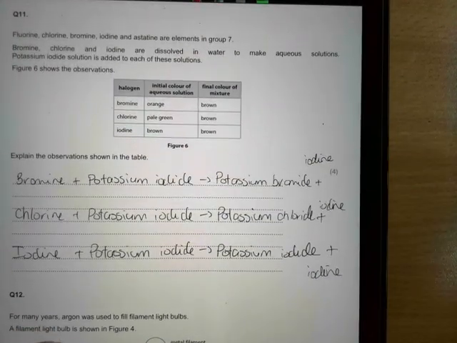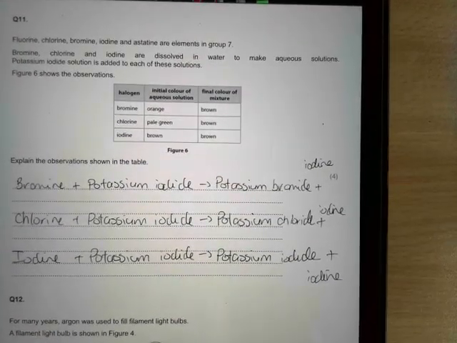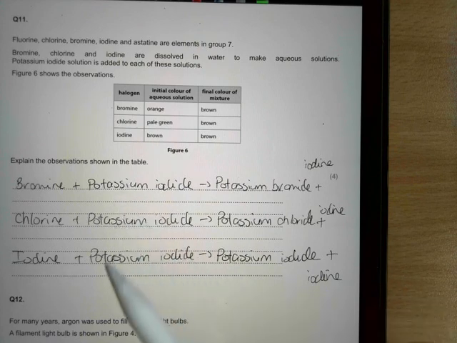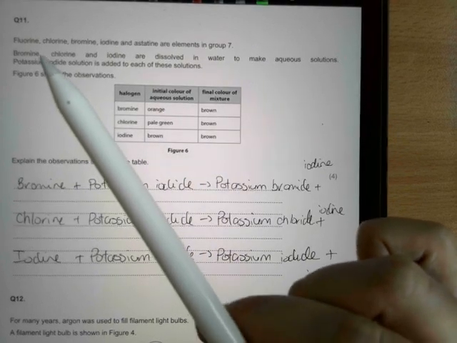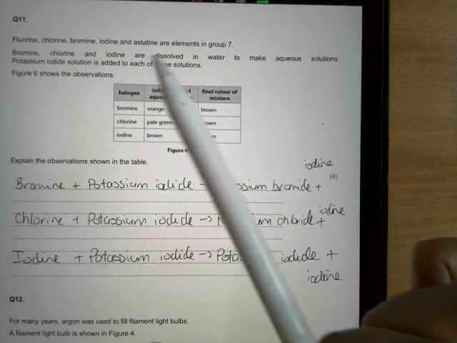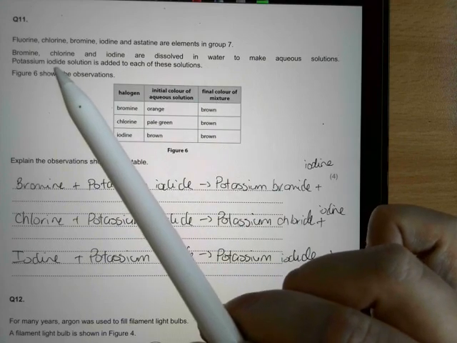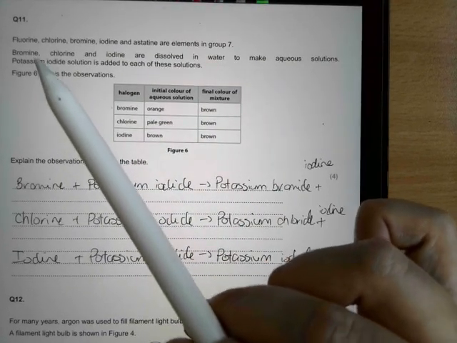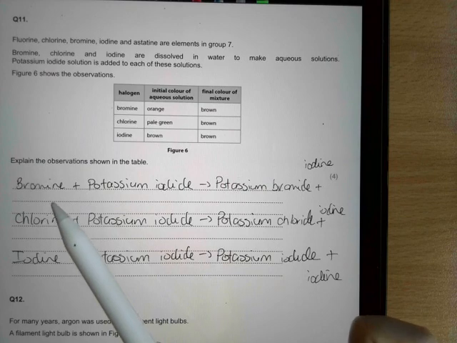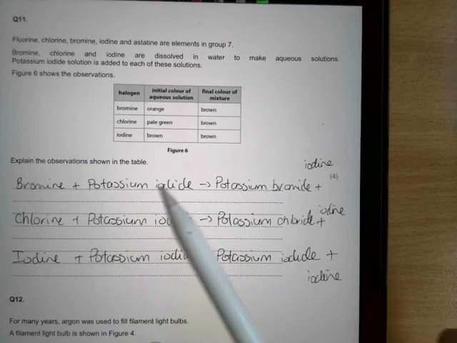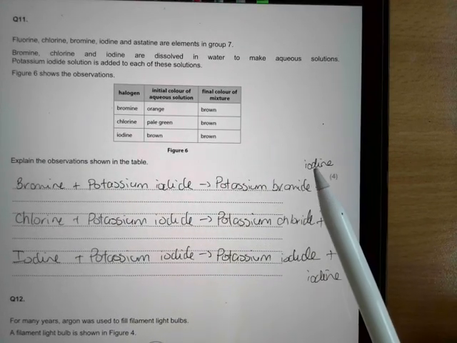The next question here is a question on the displacement reactions. You don't actually need to write these equations. I've just written them in so you can see what's happening. So it says bromine, chlorine and iodine are dissolved in water to make aqueous solutions, and then they're added to potassium iodide. So if we look at the first one, bromine is being added to potassium iodide, so that would be this equation here, and you form potassium bromide and iodine.